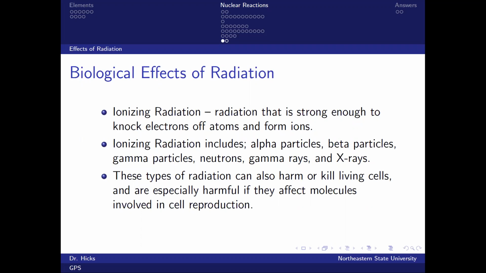So last thing I want to talk about here are some of the biological effects of radiation and when that can be bad. When radiation has enough energy to remove electrons from atoms and cause them to form ions, that's when we have bad radiation. Alpha particles, beta particles, neutrons, gamma rays, X-rays, those are all high energy radiation that can cause ionizing, which is the kind of radiation that could kill you.